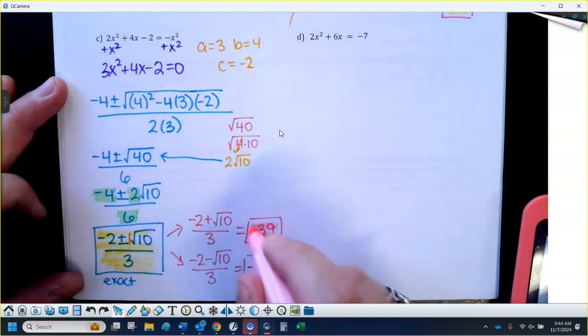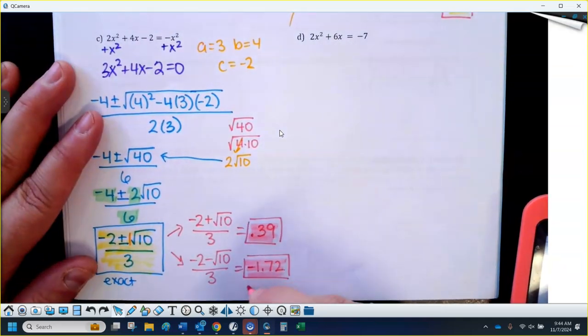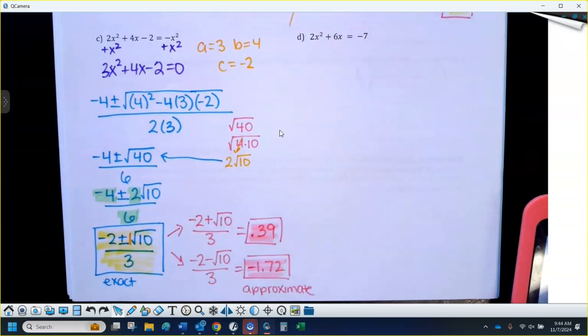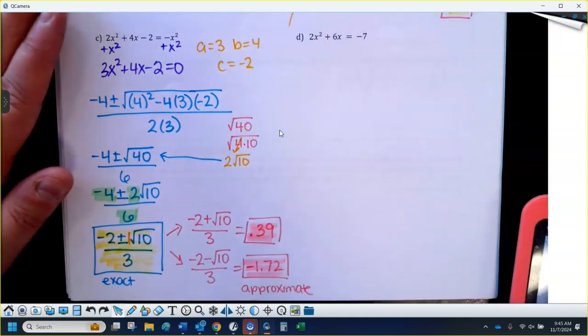So these are what we call approximate solutions, because I approximated what I had under the square root by rounding to the nearest hundredth. I would not have done that on either of the two questions we did before this, because we had perfect squares under the square root, and then we had 0 under the square root, which just stays 0. All right, is anybody having a question?